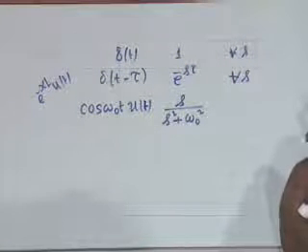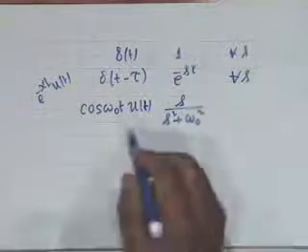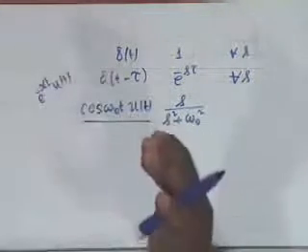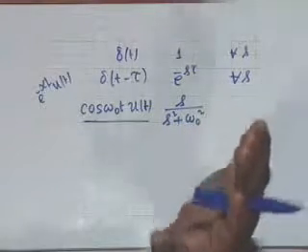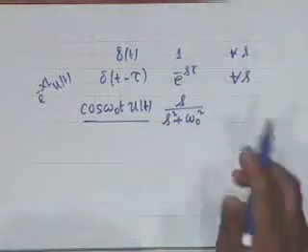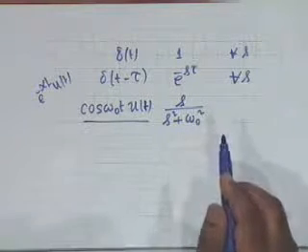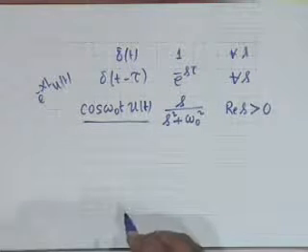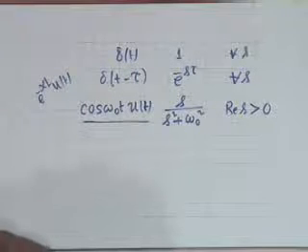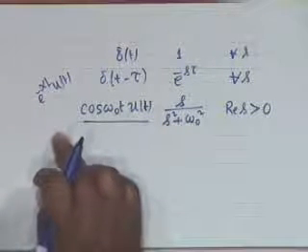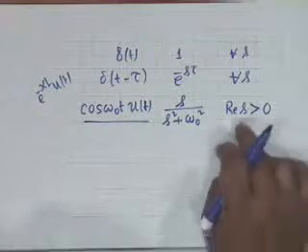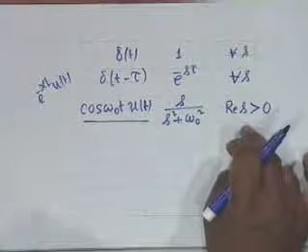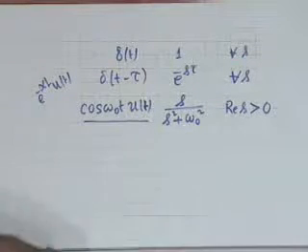Now, what should be the ROC? This is a right sided signal, and therefore the ROC should be a right half plane to the right of the rightmost pole. Now, where are the poles? On the j omega axis, and therefore the ROC should be simply real s greater than 0. That is correct. Now, suppose I want the corresponding one for a left sided signal, that is I multiply by u of minus t and take minus cosine omega 0 t, then the Laplace transform remains the same, but the ROC changes to real s less than 0. I will not write this down.